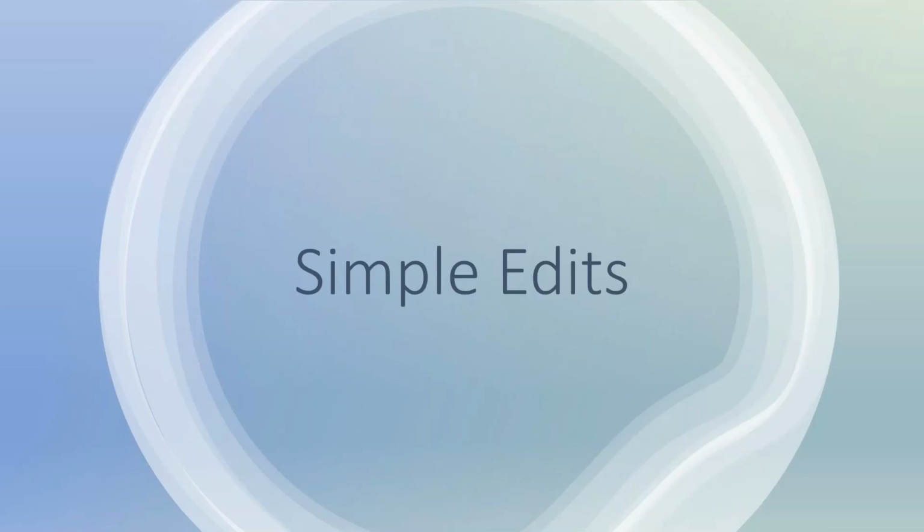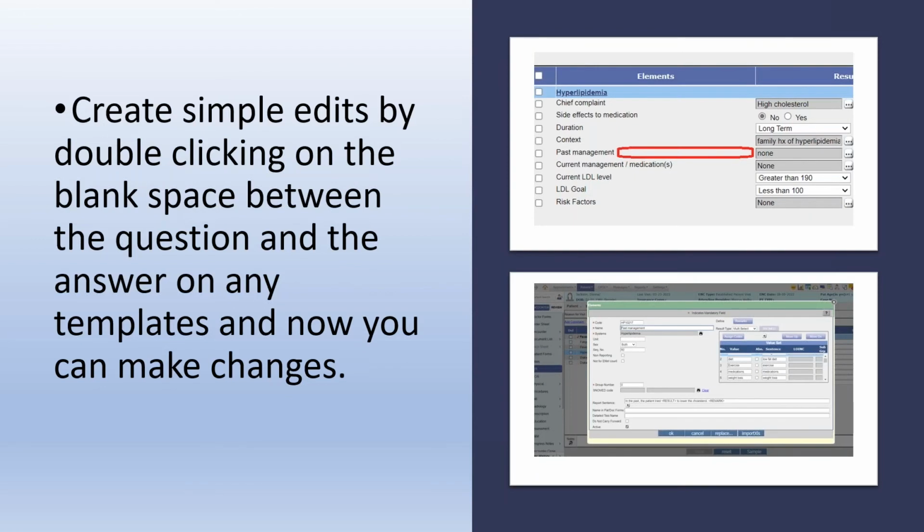Now, I'm going to show you how to do some simple edits to your template. If you're working on the EMR side and you're on a template, you do not have to leave that template to edit that template. You can simply go up here between the question and the answer in this grayed out area along the same line, double click in there, and it opens up your question template again. And now you can change anything in the title.